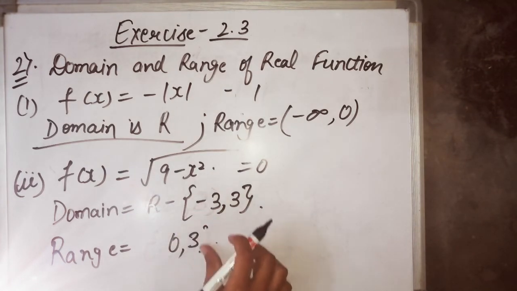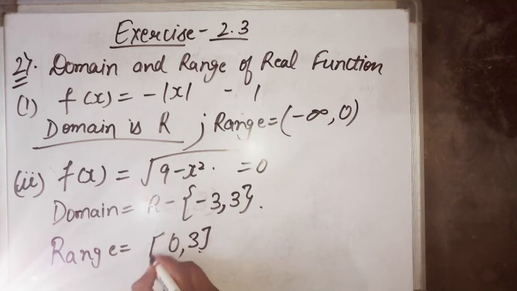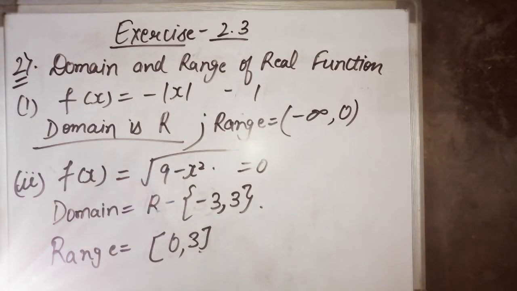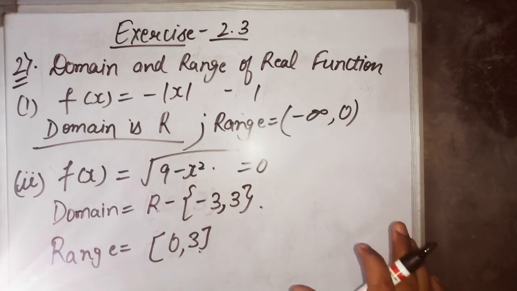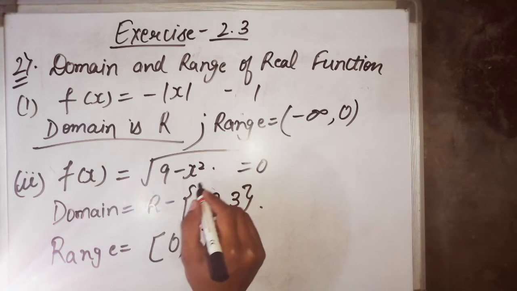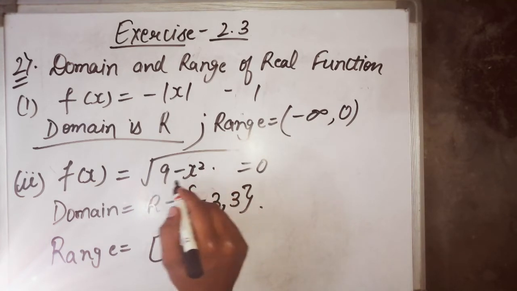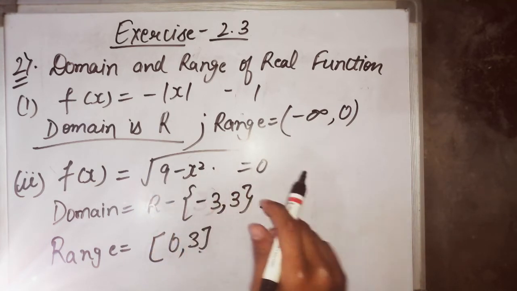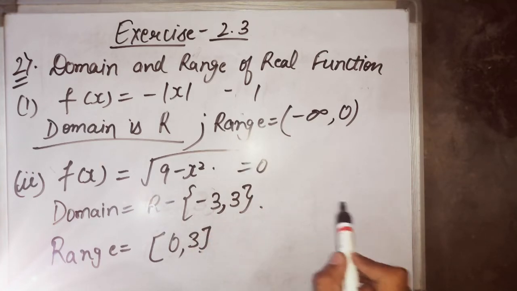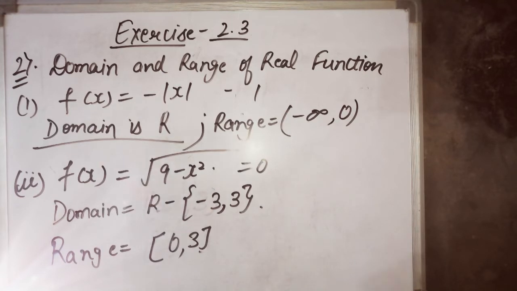Let me put here a closed interval, because this will be your range. When you put something here, you will definitely have something which will lie from 0 to 3. Let's say you have put 2 here. What is 2 squared? It's 4, and 9 minus 4 equals 5. And what is the square root of 5? It is somewhere around 2.2. This was the range of this function.